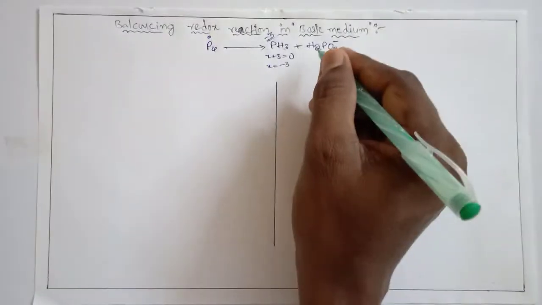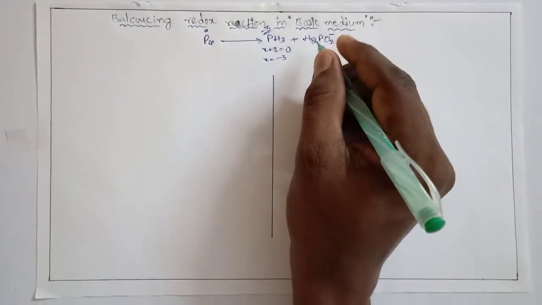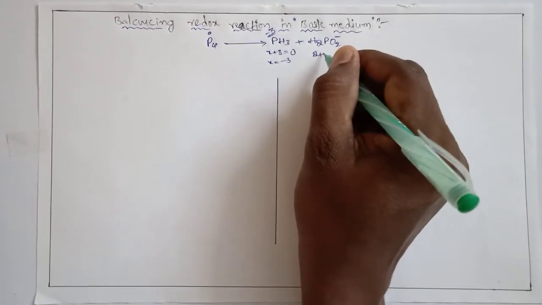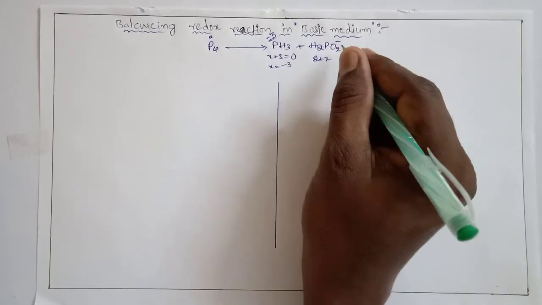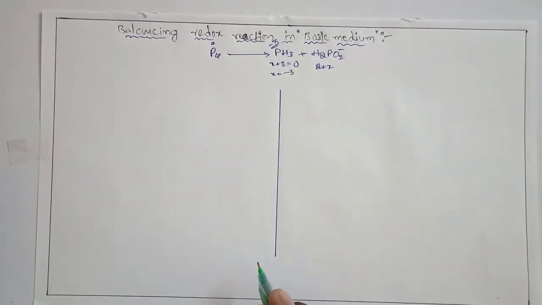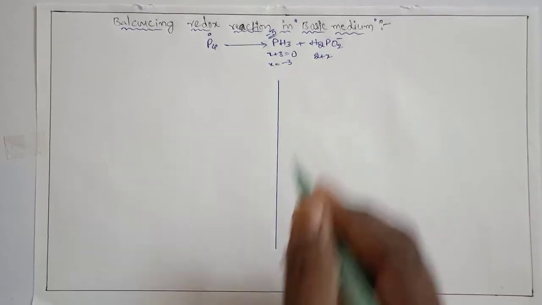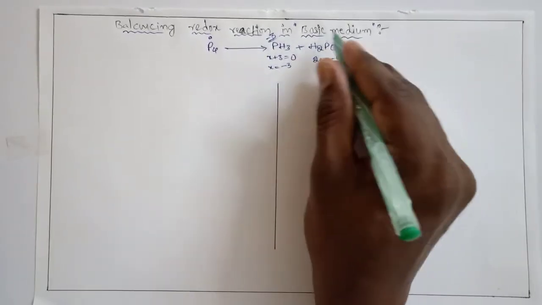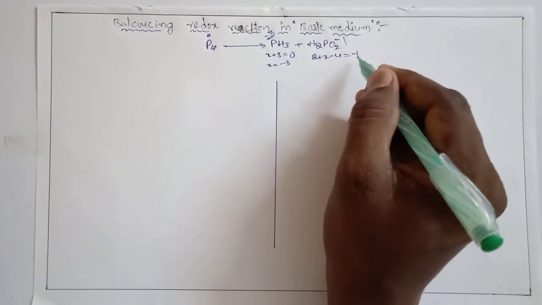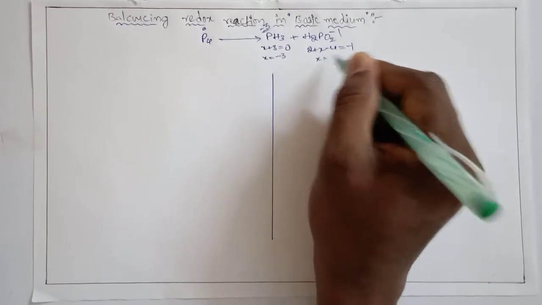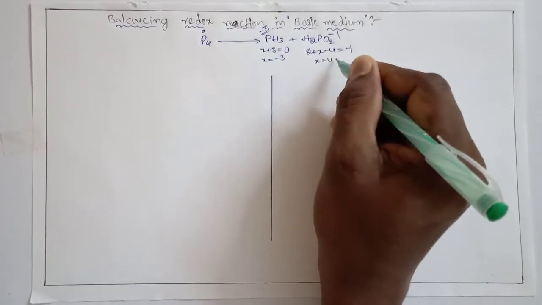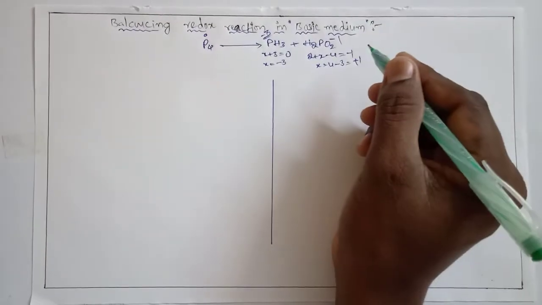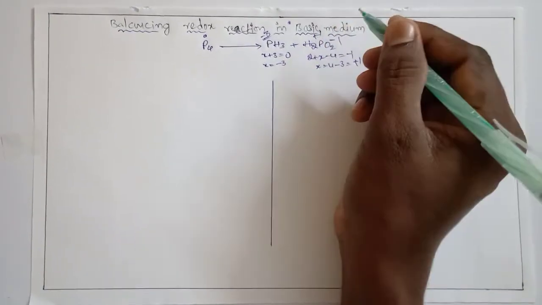In this ion, H2PO2 minus, each hydrogen has +1 charge, so this is +2. Phosphorus is considered as X, and each oxygen has -2 charge, 2 oxygens are present, so it is -4, and the total equals -1. Here the total charge of the ion is -1, so I am taking it equal to -1. Now X equals 4 minus 3, which equals +1. In this ion the oxidation state of phosphorus is +1.